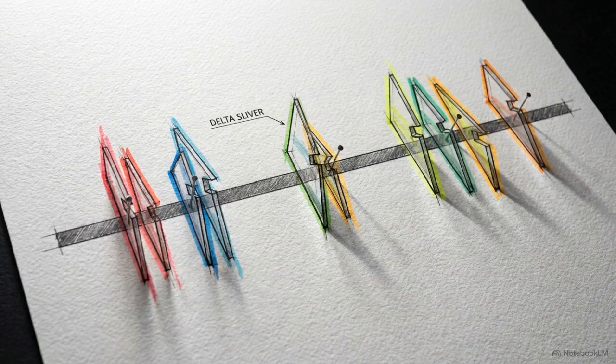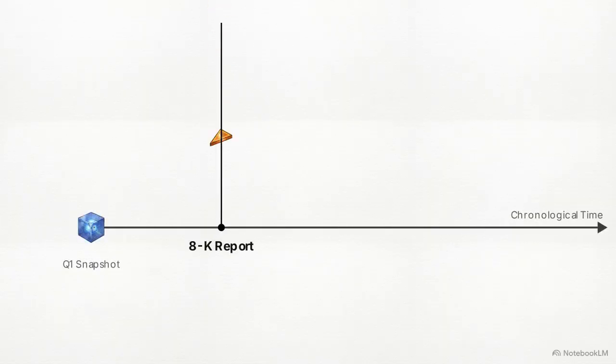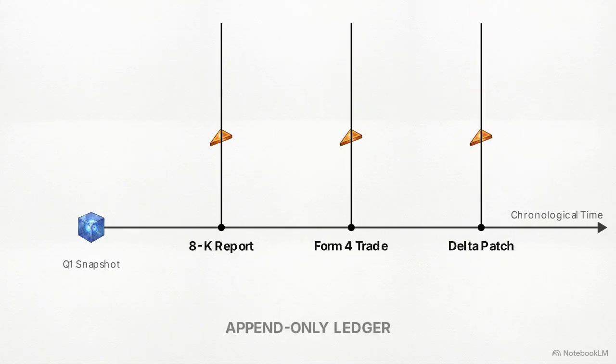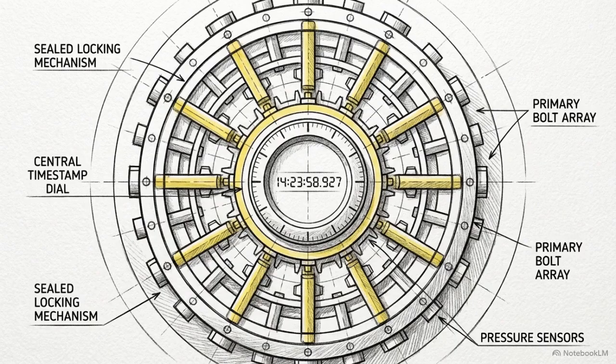To capture that, the system uses differential deltas. These are incremental patch updates that log high-frequency events occurring between the major snapshots. If a company files an unexpected 8-K current report or a Form 4 insider trade, that event is recorded as a precise chronological delta patch. Because this acts as a strict append-only ledger, it creates an impenetrable chronological barrier. Algorithms cannot query data that was logged after their simulated timestamp. Bitemporal storage mathematically guarantees that backtests only access information that was physically available at that exact historical millisecond.